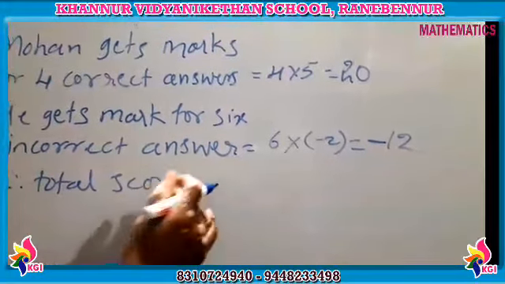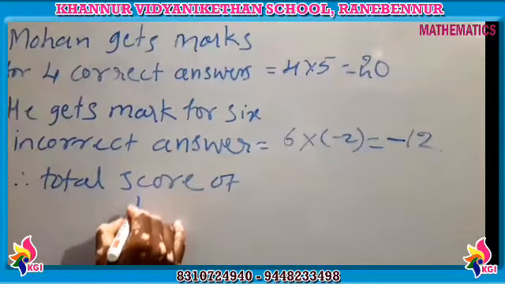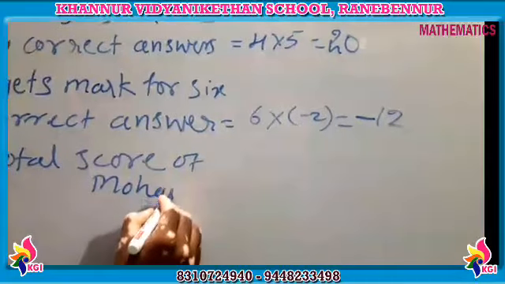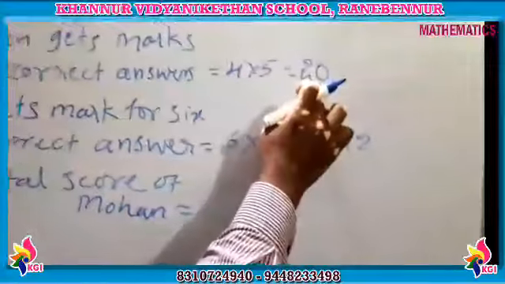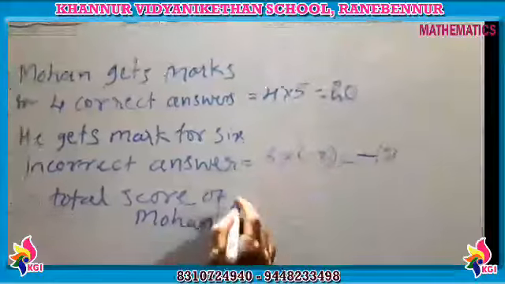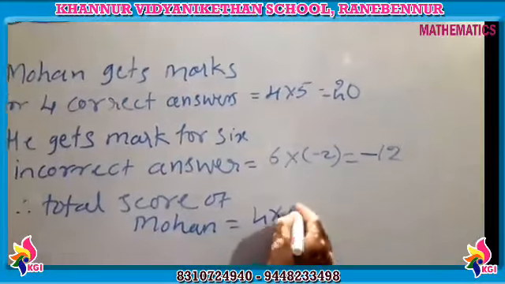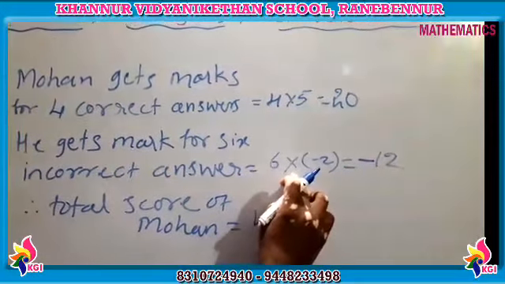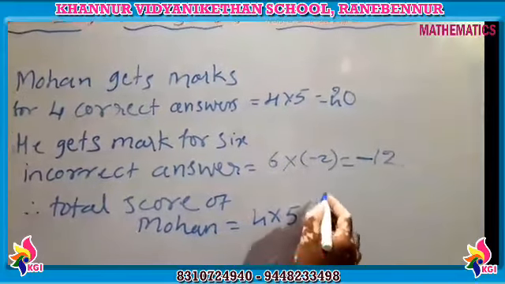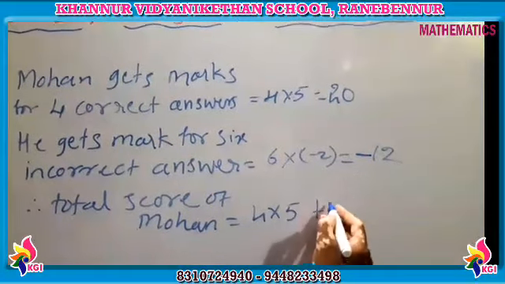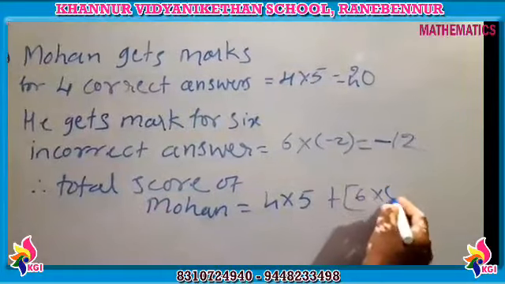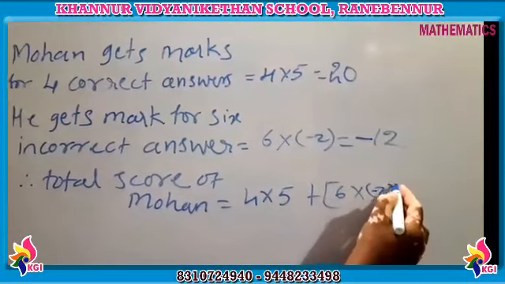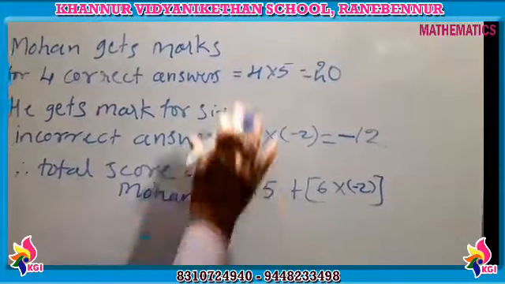Therefore, now the total score is to be found out, right? Total score of Mohan is equal to this 20 marks for the correct one, that we have written as 4 5s are 20. Next, 6 into -2 for the incorrect answers. This is all for the total marks he has got.